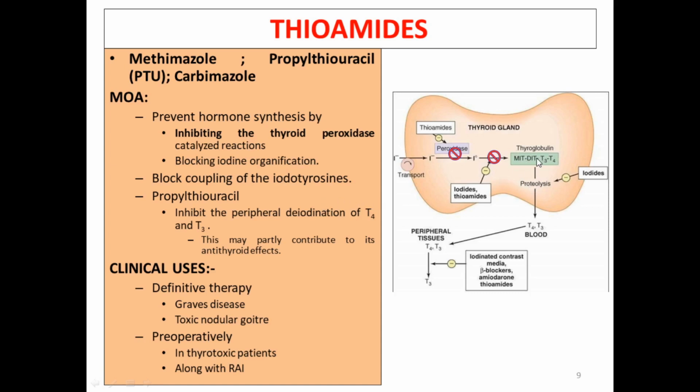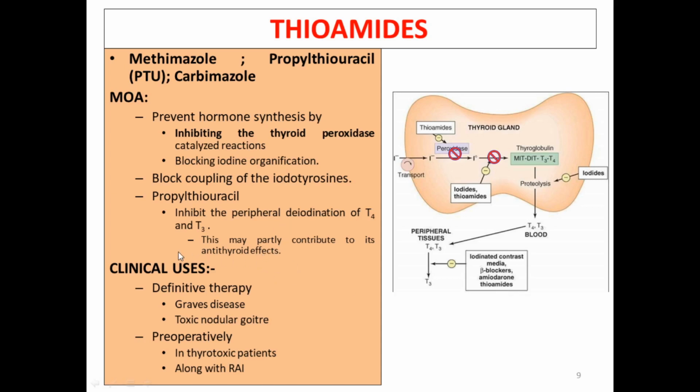Again, propylthiouracil has an additional feature, which is called inhibition of the peripheral deiodination. As we discussed in the last step, whenever T4 enters the specific tissue, it gets converted into T3. So propylthiouracil also has this another mechanism by which it reduces the conversion of T4 to T3. As we know, T3 is the potent one. It acts on the receptor and shows the action. Because of this extra feature, it contributes to its antithyroid effects.